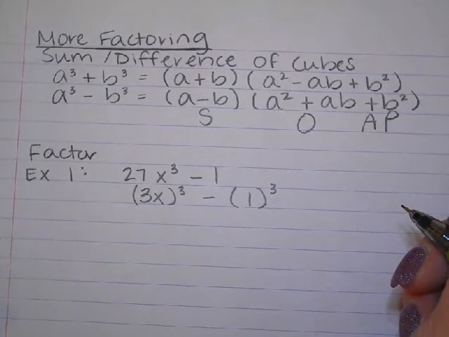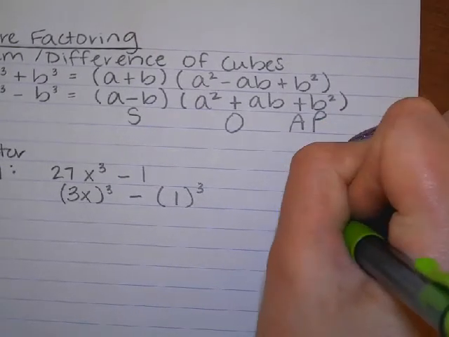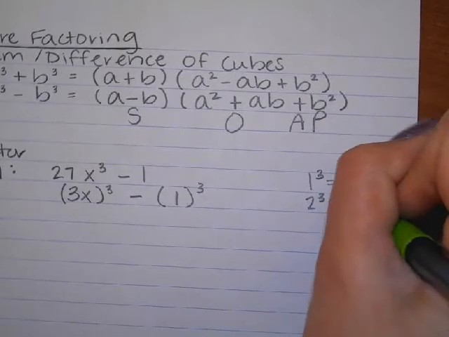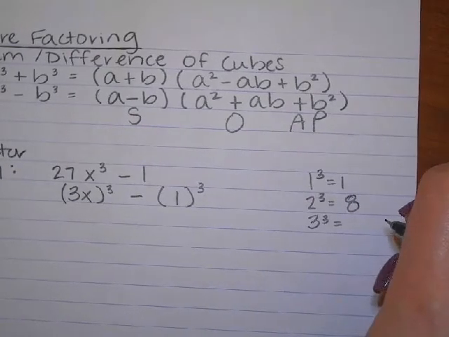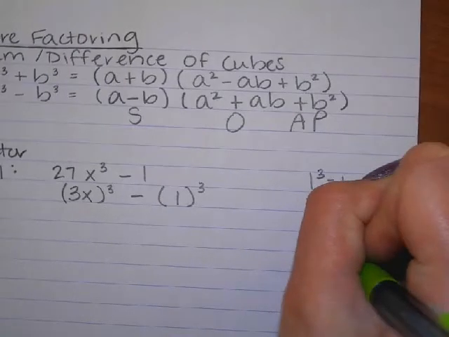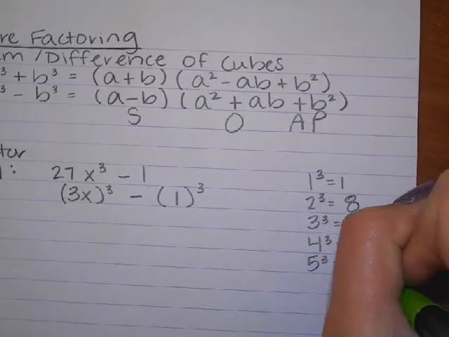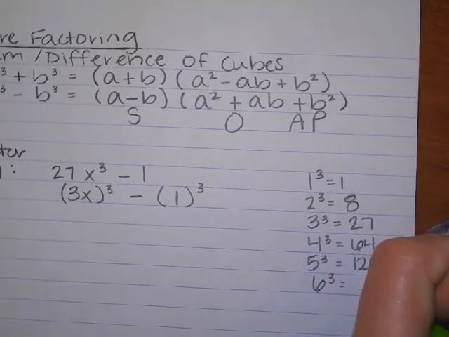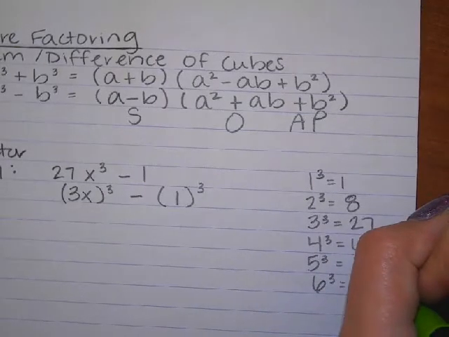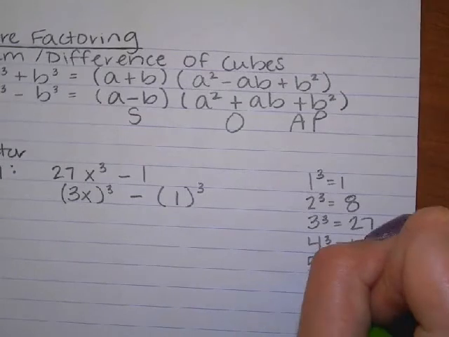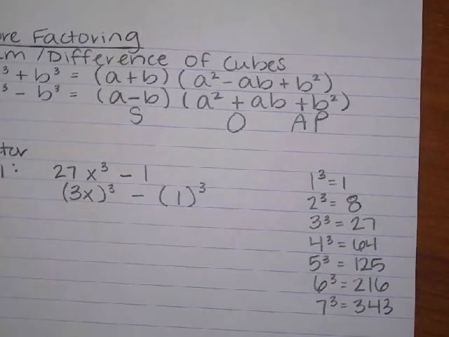Isn't that fun? In fact, let's make a list of our perfect cubes. We have 1 cubed is 1, 2 cubed is 8, 3 cubed is 27, 4 cubed is 64, 5 cubed, 6 cubed is 216, 7 cubed is 343. Okay. That's about as high as these problems will probably go.